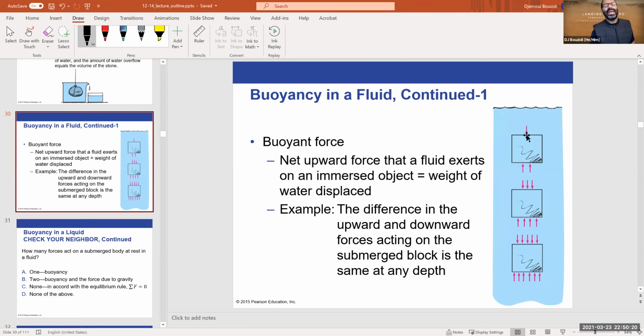So then in this case, the difference is an arrow. If you are this much deep, in this case, you have more arrows on the top, but you still have more arrows on the bottom. The net buoyant force in here does not change, does not really depend on how deep you are. It depends only on how much you displace from this liquid, which is really proportional to the volume. That's it. It's exactly the volume.